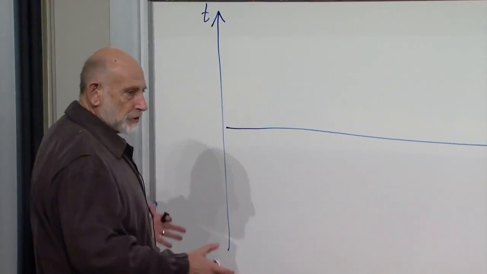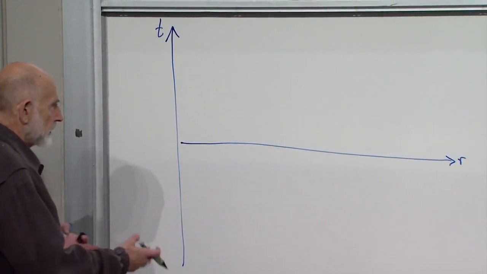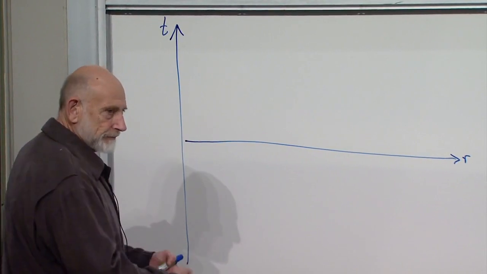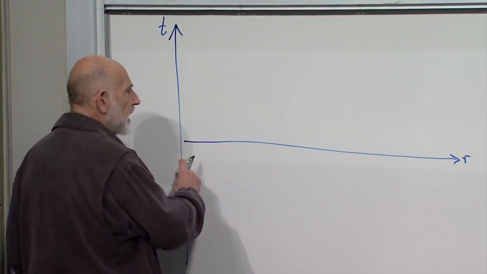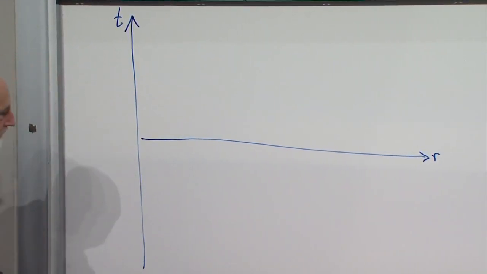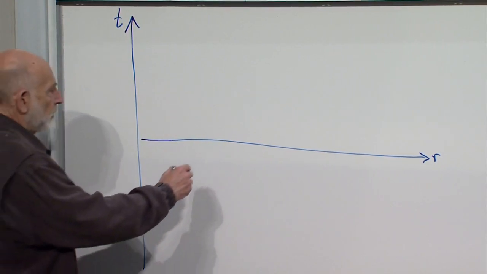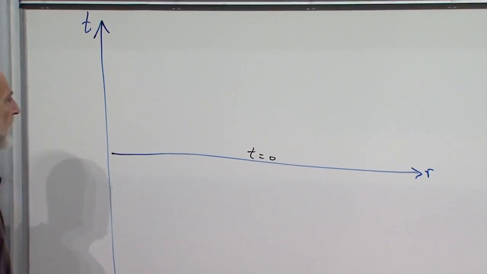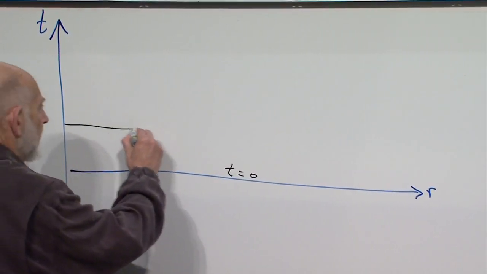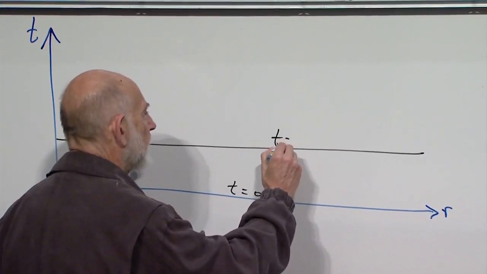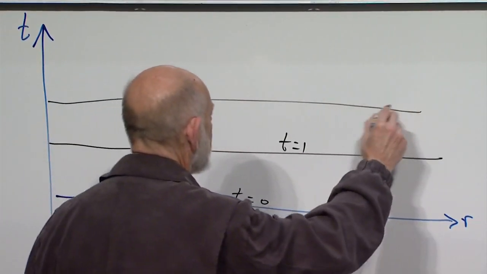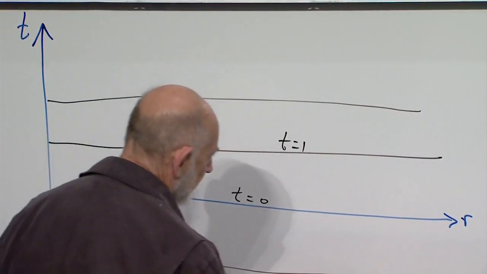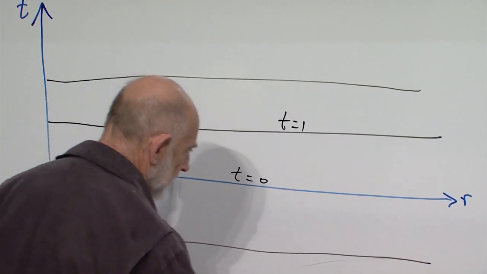And let's put some markers on it to be able to visualize some landmarks. First of all, this horizontal axis is t equals 0. That is t equals 0, right over there. Let's put in t equals 1. T equals 1 looks like this. T equals 2 looks like this. T equals minus 1 is like this. T equals minus 2 is like this.